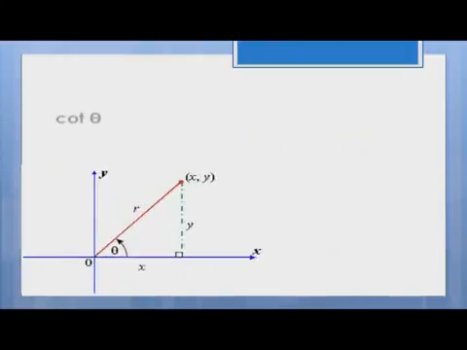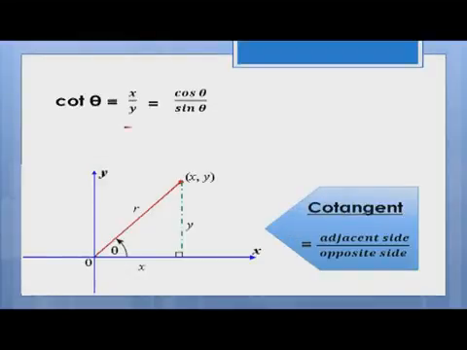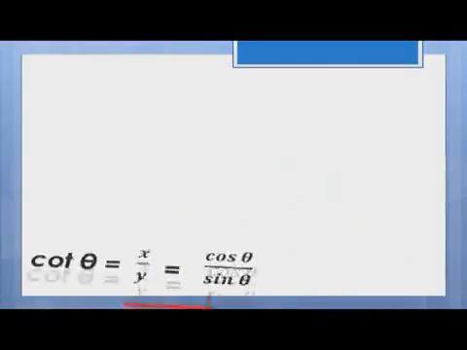How about the cotangent? Cotangent theta is defined to be the adjacent side over the opposite side, where the adjacent side is equal to x and the opposite side is equal to y. Then x is equal to cosine theta and y is equal to sine theta. Then we can derive that cotangent theta is equal to cosine theta over sine theta.